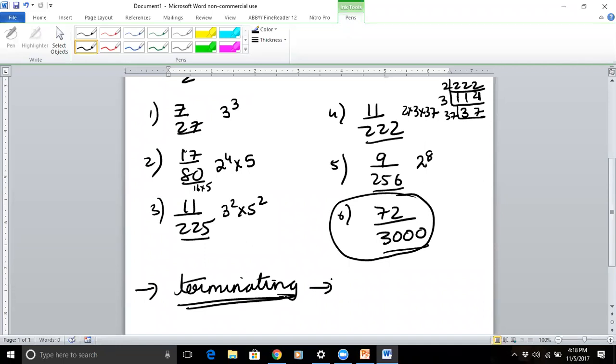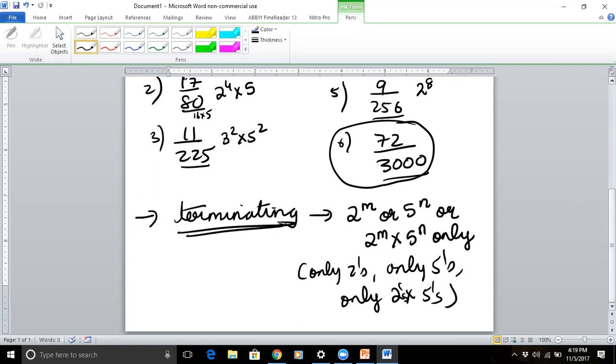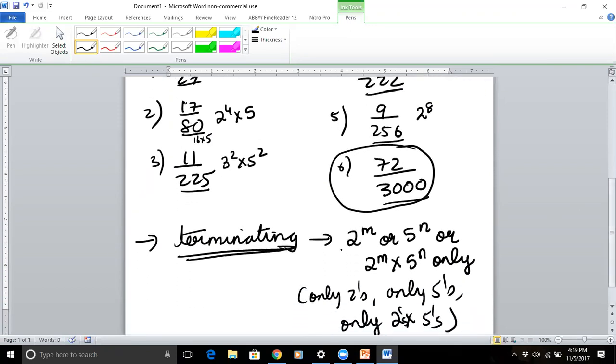A fraction is said to be a terminating decimal if the denominator consists of only 2's, or the denominator is of the form 2 to the power of m, or 5 to the power of n, or 2 to the power of m into 5 to the power of n only. Or in simpler words, if the denominator consists of only 2's, only 5's, or only combinations of 2's and 5's, then only we can consider that fraction to be terminating, right? So this is the definition of a terminating fraction that you need to hold on to.